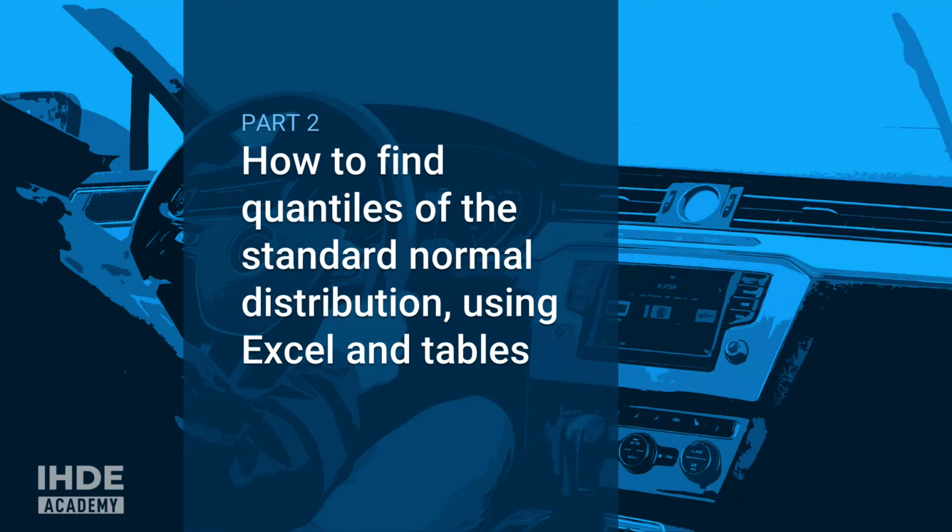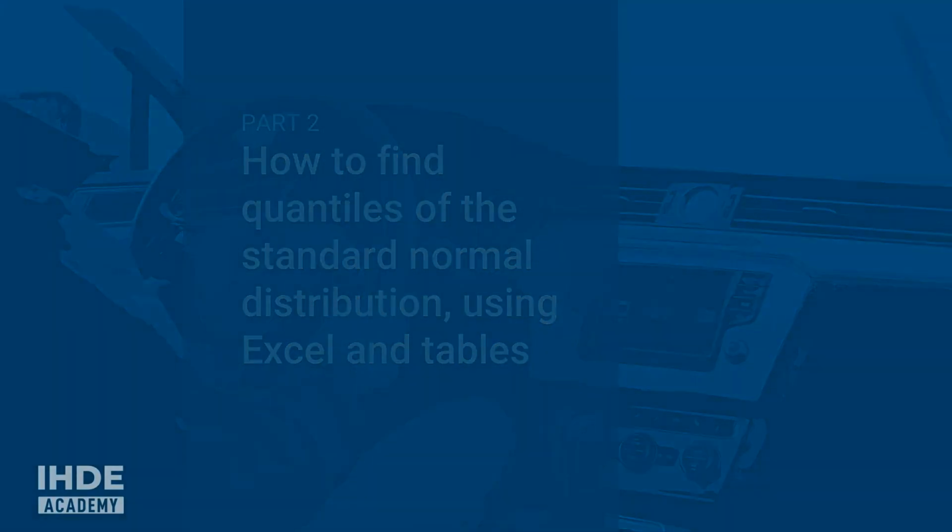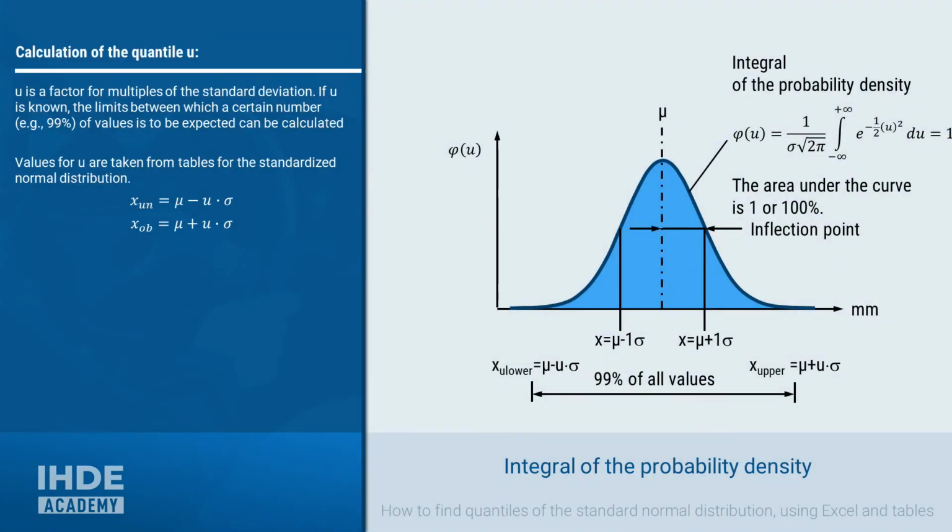And that brings us to the second chapter. In this chapter, we will determine various values for u using MS Excel and a table for the standardized normal distribution. As already explained in the first chapter, u is a factor for the multiple of the standard deviation and depends on the probability with which values should lie before, behind or between limits.